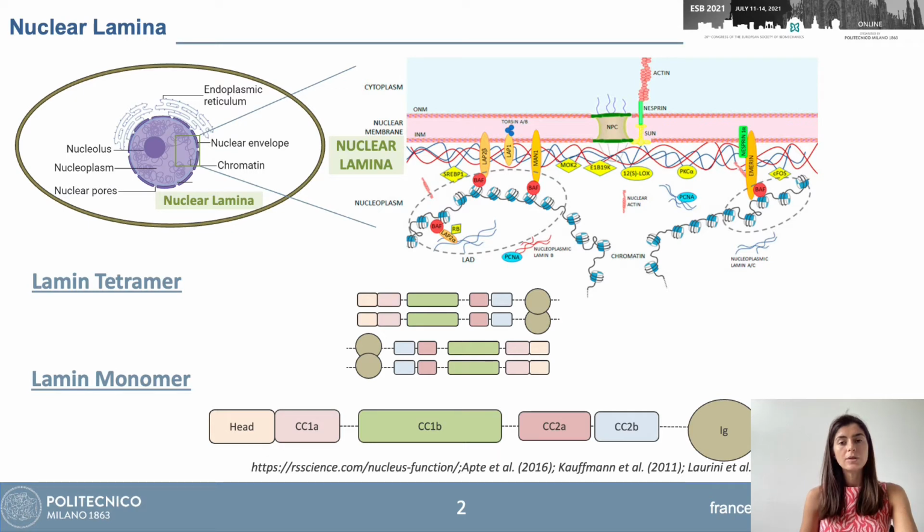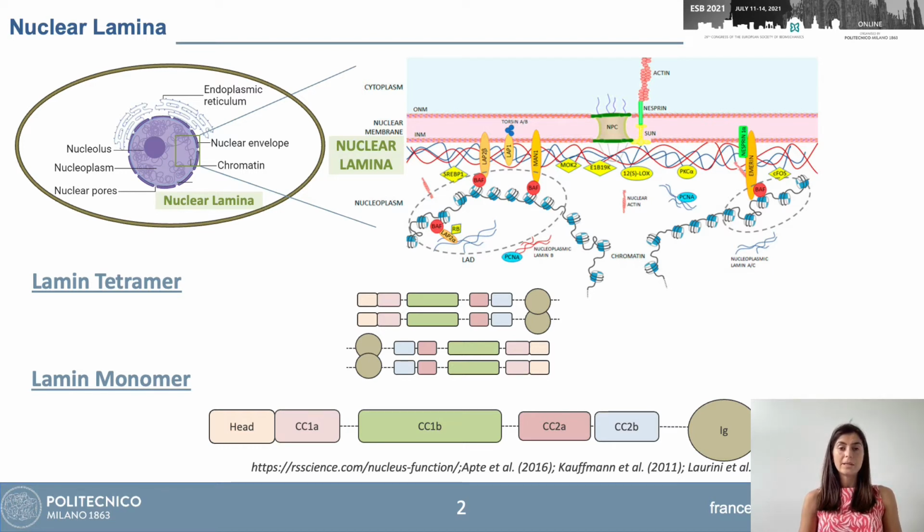Lamina is the nuclear cytoskeleton and it consists of a mesh composed by tetramers of lamin proteins arranged to form a structure which provides mechanical support to the nucleus. Lamin monomer has a highly repetitive structure that mainly consists of a head, 4 coiled domains, and each fold domain.